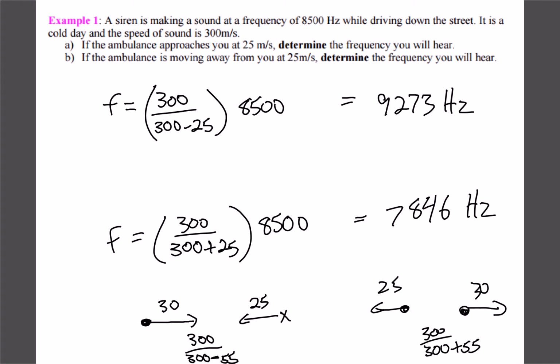The only other one that's kind of weird is if you're moving 30 and the siren or the other object is at 25 and you're going in the same direction. You can see the one behind is closing the gap at 5. So in that case, you just do 300 over 300 minus 5. And if it was the other way around, if the 30 is in front, it's going to get further and further away at 5. So it'd be 300 over 300 plus 5.